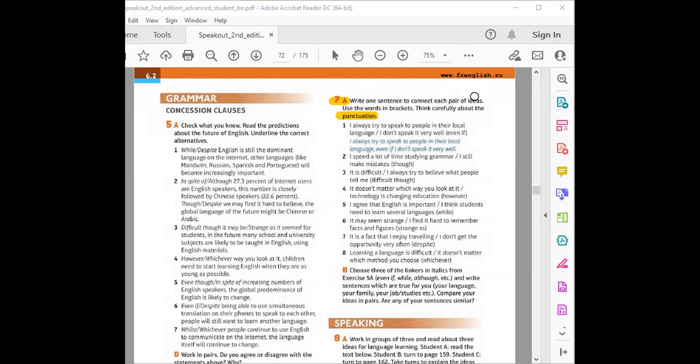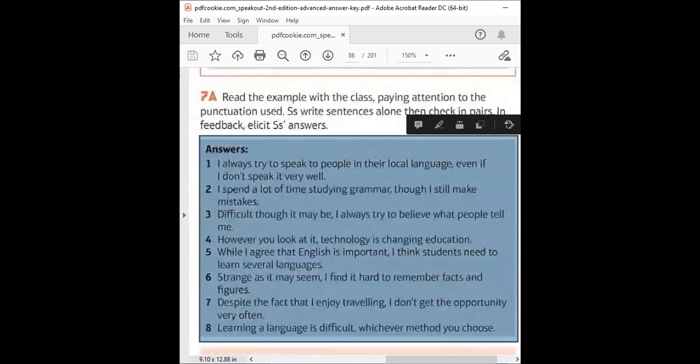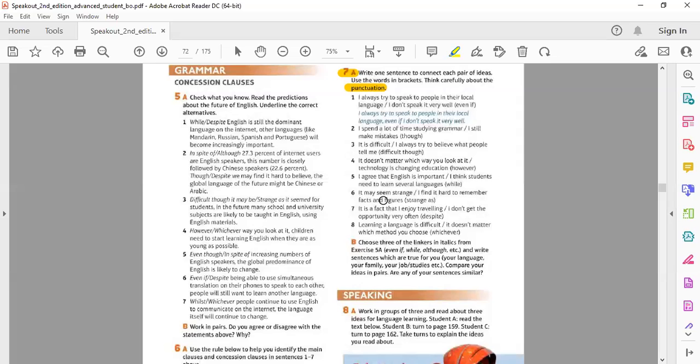Let me share here some of the suggested answers. You can take them if you want, if you couldn't follow up with every answer I said. Did you find them? Yes. Okay. All right. So, so far so good.